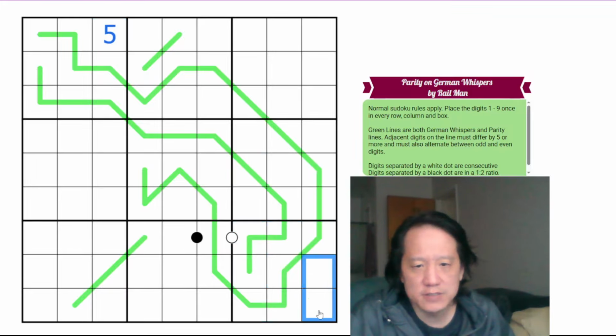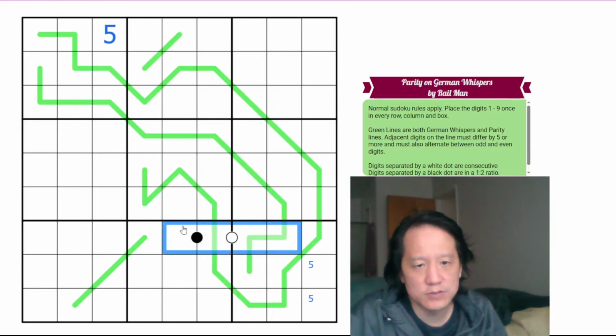Where's the 5 in box 9? It must be one of these two cells. Where's the 5 in box 5? It has to be one of those two cells. 5 cannot be here or here, so 5 is one of these.